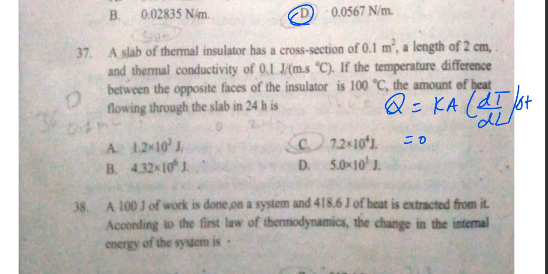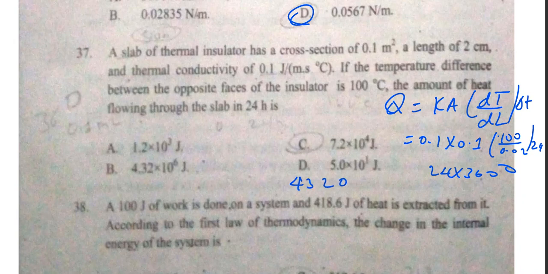Substituting here: 0.1 times the area 0.1, the temperature 100, divided by 0.2, times 24, that is 24 multiplied by 3600. So this comes to 4320, which is 4.32 times 10 to the power of 6 joule. Therefore the answer is B.